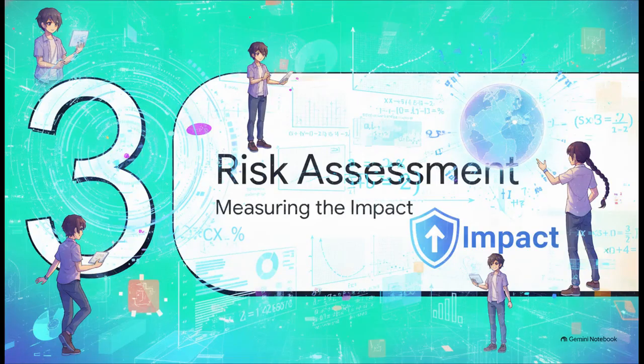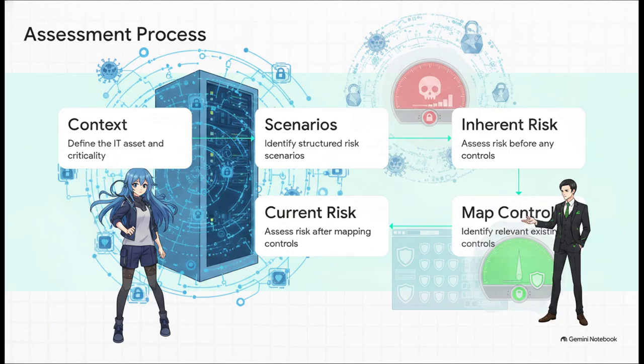Okay, step 2, risk assessment, measuring the impact. We do this using a highly tactical 5-step procedure. First up, you define the context, like what specific system are we looking at here? Second, identify the scenarios that could actually trigger a problem. Third, assess the inherent risk. Fourth, map your existing controls onto that scenario. And finally, assess the current risk. Notice the forward momentum here. We are constantly mapping and assessing to get a hyper-realistic picture of the threat landscape.